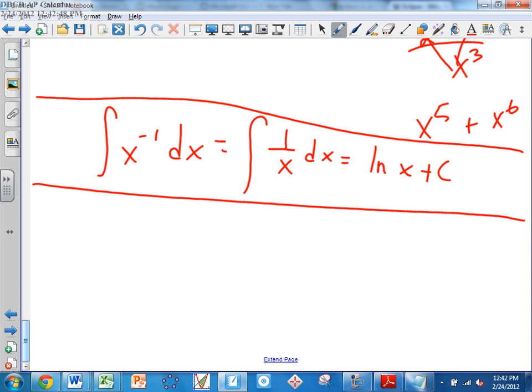Now, in your paper, what do they put? Absolute value of x, absolute value of x. There's a reason that's going to come into play. For now, you can leave this. If you'd like to put it there, that's fine. We'll talk about when that comes up.